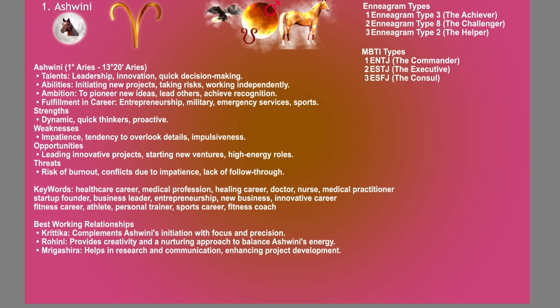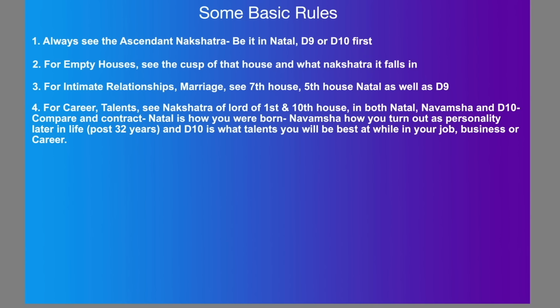Okay. The rules are basically the same. To begin with, you can start with these 4 basic sets of rules. How do I start? If I have my Vedic astrology chart in front of me, the natal, the Navamsha, the D10, how do I start? Always first see the ascendant nakshatra, be it natal, D9 or D10. That's the first starting point. For empty houses, if your 10th house is empty or your first house is empty, see the cusp of that house and what nakshatra that falls in. That would also be a good start because we are seeing it from a nakshatra point of view here.